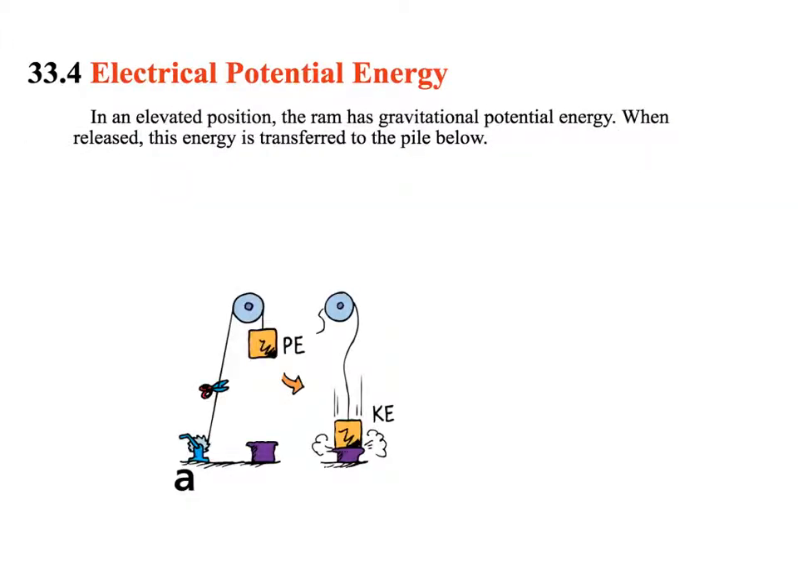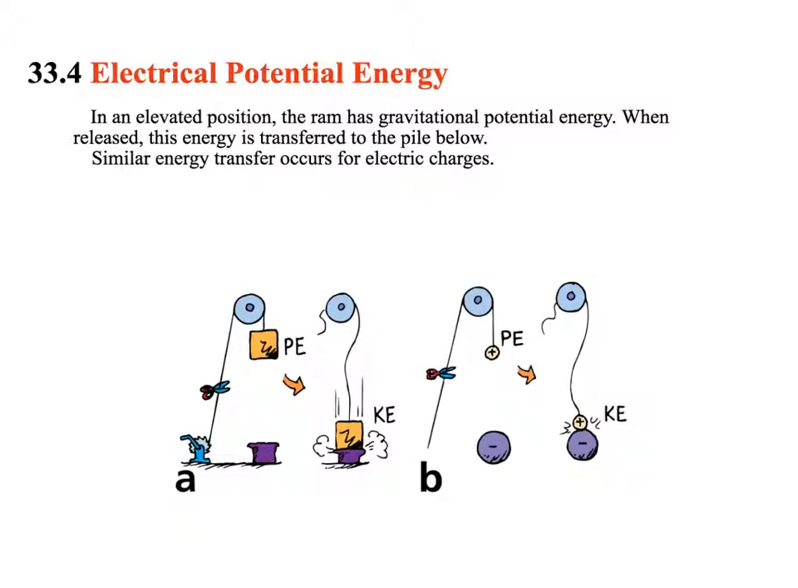If in an elevated position, the ram has gravitational potential energy. When released, this energy is transferred to the pile. So as you lift it up and let it drop, the potential energy becomes kinetic energy. Similar energy occurs for electric energy.